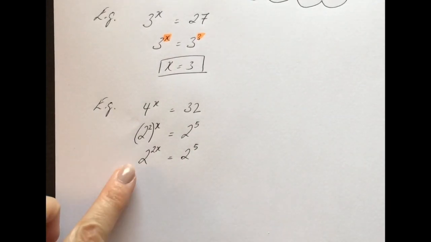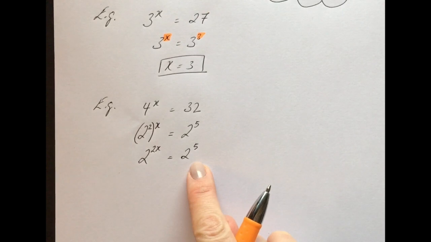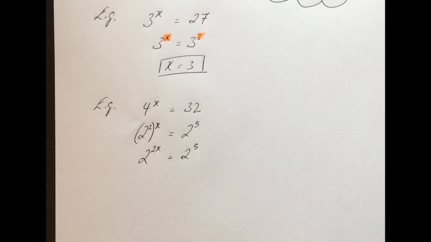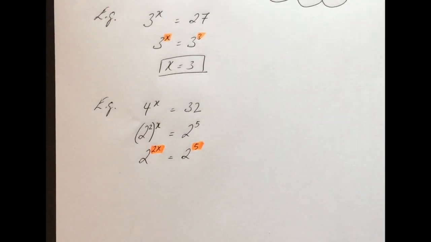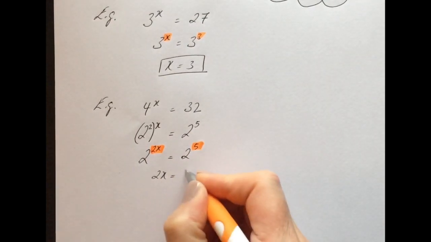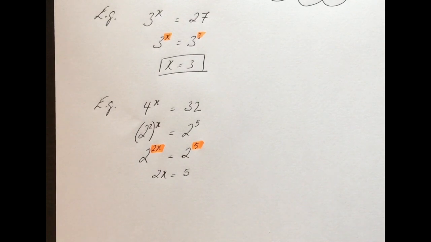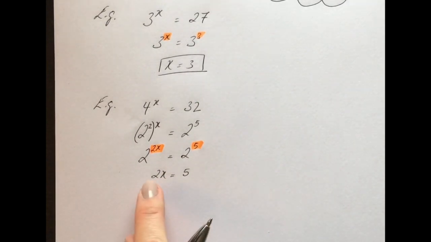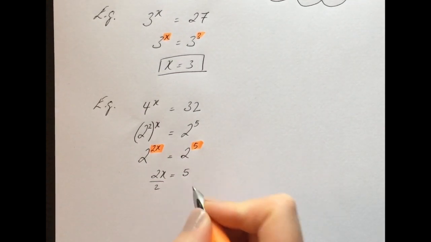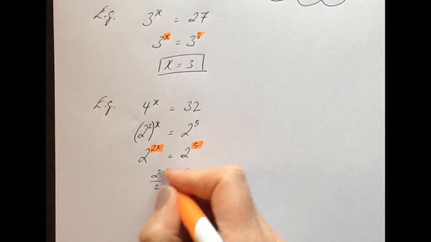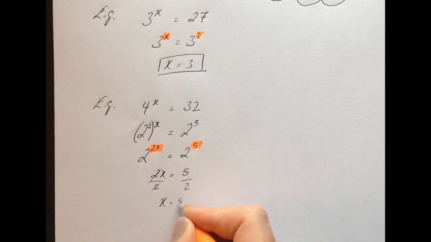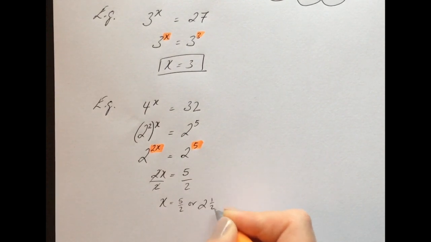Now I have the left-hand side as a power of 2 and the right-hand side as a power of 2. They're both looking the same, so now I can equate the powers. So therefore, 2x must equal 5. And now go one step further and solve for that x. Well, if 2x is equal to 5, how do you get rid of that 2 that's multiplied? Well, you do the opposite, you divide. And if you divide the left-hand side by 2, remember, you've got to divide the right-hand side by 2. So I'm left with x is equal to 5 over 2, or 2.5.